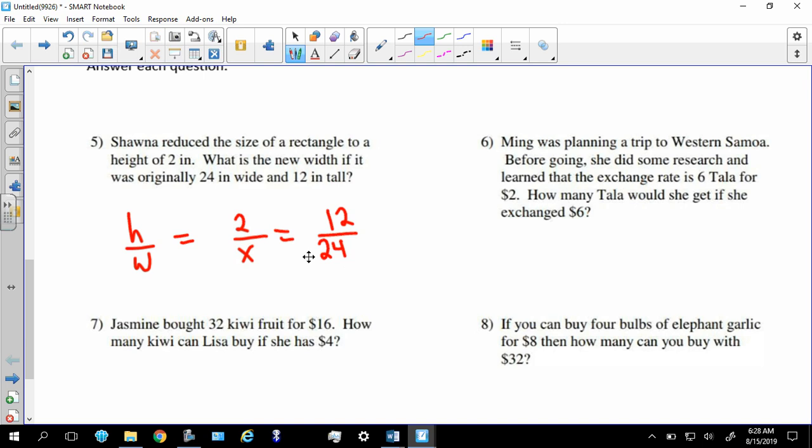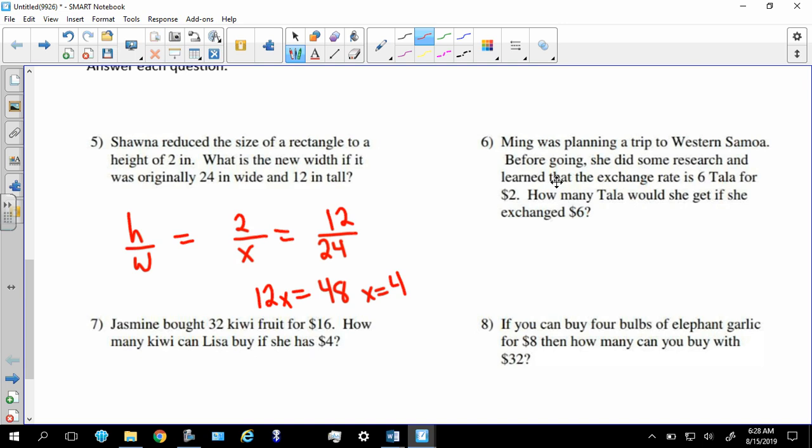Let's see, okay, good. Just want to make sure. So cross multiply, I get 12x is equal to 48. X is equal to 4. All right. Ming was planning on a trip to Western Samoa.